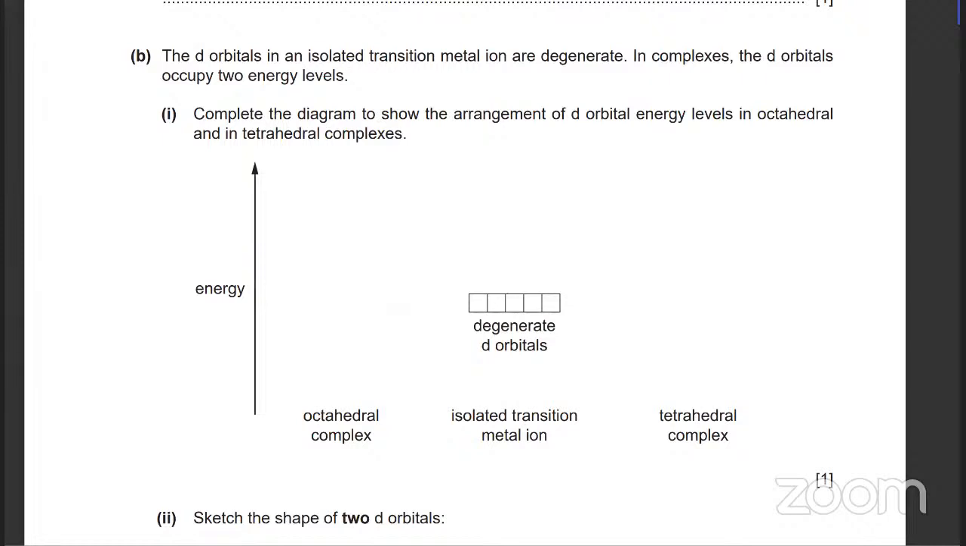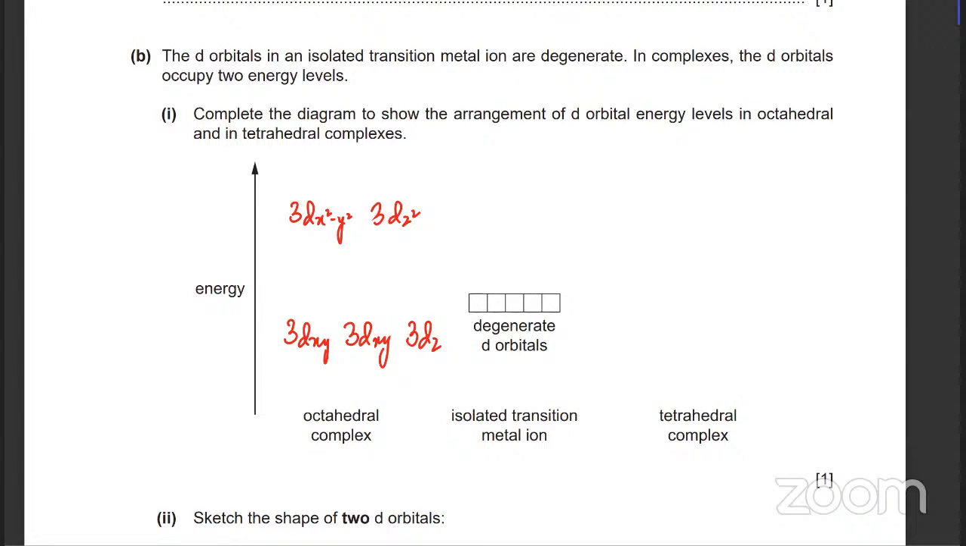Okay, what happens in an octahedral complex? It becomes harder to keep electrons on the axis. So 3dx square minus y square and 3dz square, because of greater repulsion, are harder to keep, so they're at a higher energy level. The ones that lie between the axes, 3dxy, 3dxz, and 3dyz, would be at a lower energy level. So you'll just draw 2 boxes over here and 3 boxes over here.